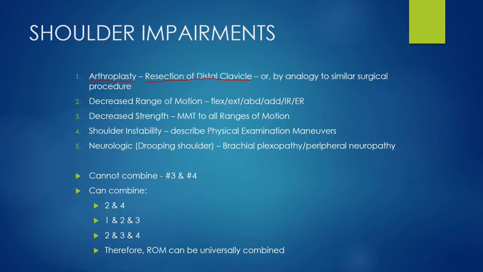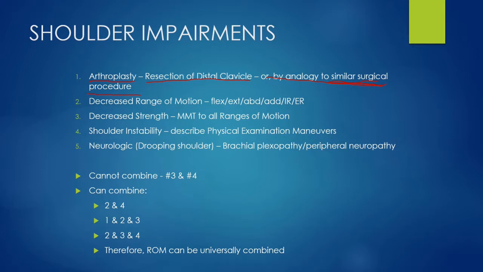But you can also provide for permanent impairment for your examinee by analogy to any other surgical procedure. And I know many doctors that provide a permanent impairment rating by analogy to resection of distal clavicle when the examinee has had a surgical procedure on the shoulder, even if the surgical procedure on the shoulder does not involve resection of the distal clavicle. So we'll talk about some of those other surgical procedures that you can analogize to resection of the distal clavicle.